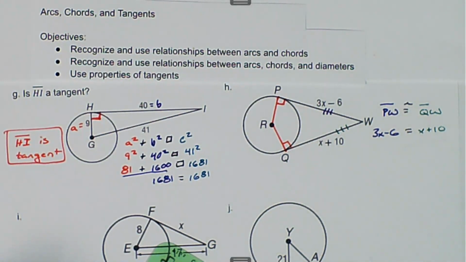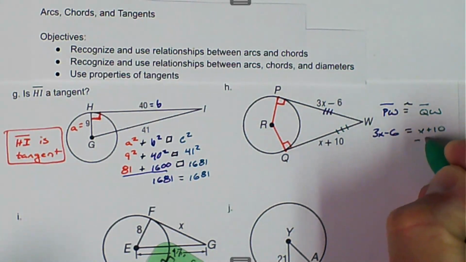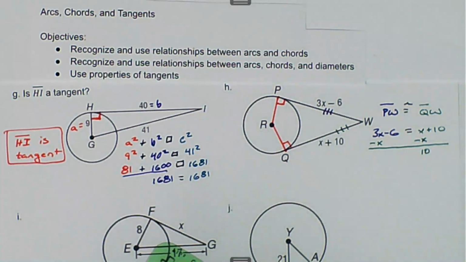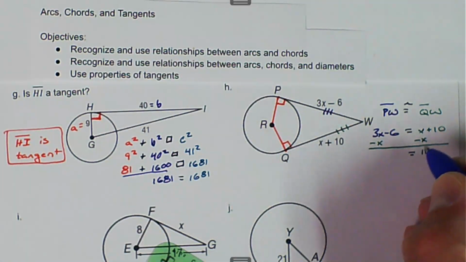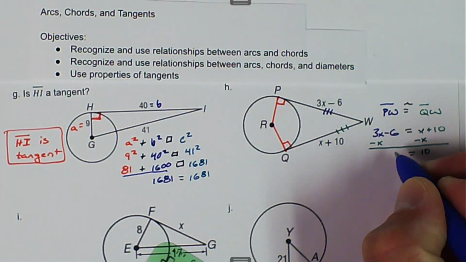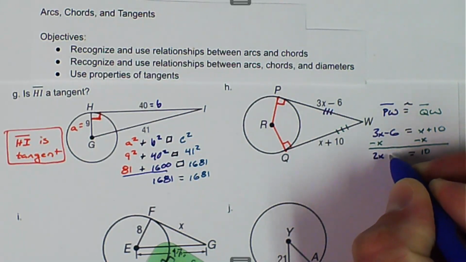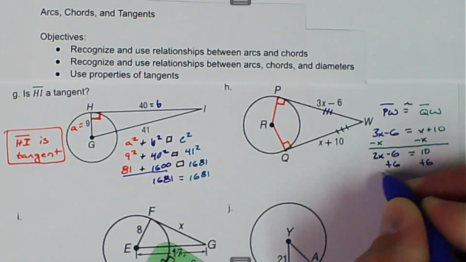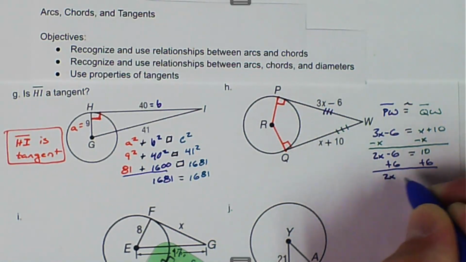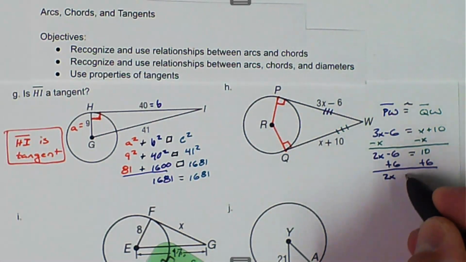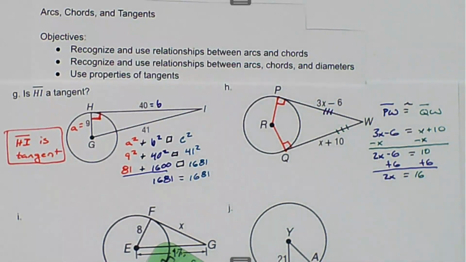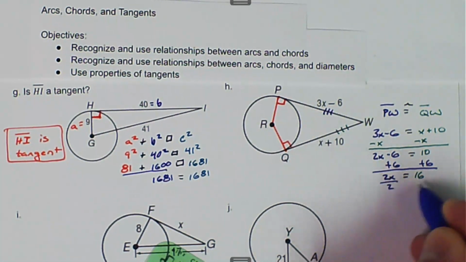The first thing we want to do is subtract x from both sides. On the right side, we're going to be left with 10, and on the left side, we're going to be left with 2x minus 6. Then we can add 6 to both sides, and we're left with 2x is equal to 16. When we divide both sides by 2, we get x is equal to 8.